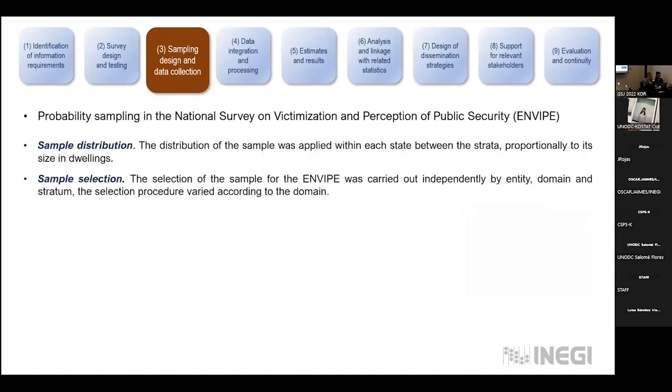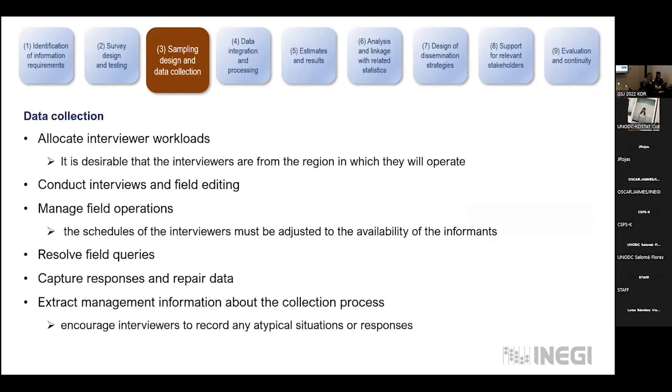So there are additional stages to make sure that the distribution is fair across the states, and the sample selection is made independently by entity, domain, and stratum, and the selection period varies according to the domain. These are the stages that we follow to define the final sample of the survey.